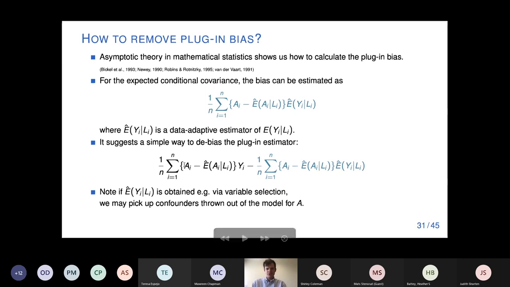And to give a bit of intuition about why this works, suppose that this conditional mean of Y is obtained also through variable selection. Well, this may give us a chance to pick up variables that were mistakenly ejected from the model for A, which are nevertheless important confounders that we wish to adjust for in our analysis.